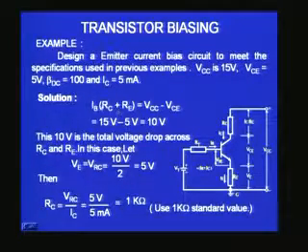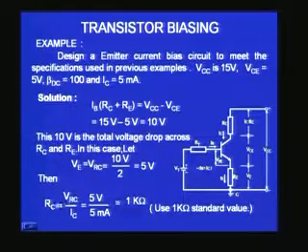So you know the Vce should be 5 volts, therefore 15 minus 5 volts is 10 volts, and that 10 volts is the voltage that will be dropped across these two resistors Rc and Re. So this 10 volts is the total voltage drop across Rc and Re. In this case we just take the voltage across Rc to be half of the total voltage. That means 10 divided by 2, 5 volts. So we require 5 volts to be dropped here, 5 volts to be dropped here, and 5 volts to be dropped here.